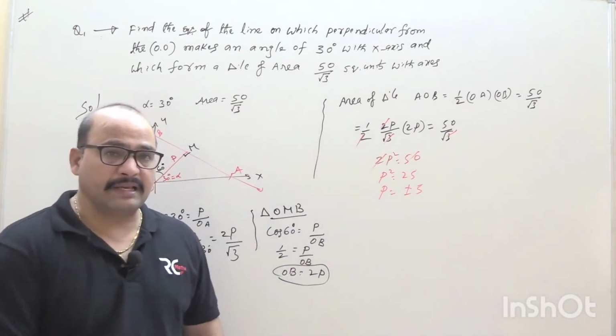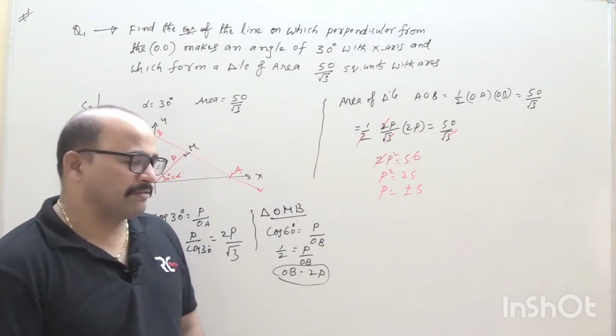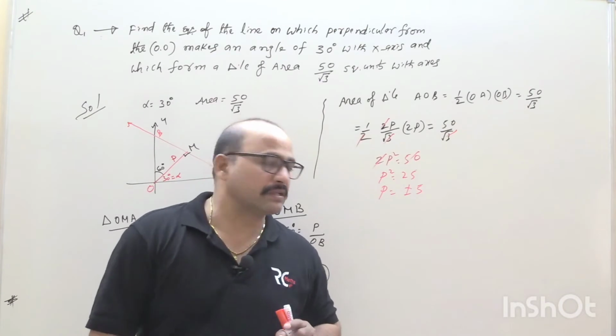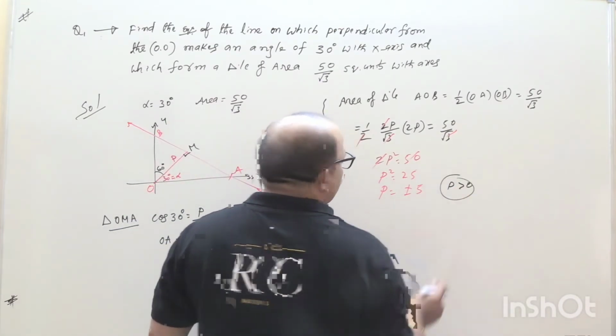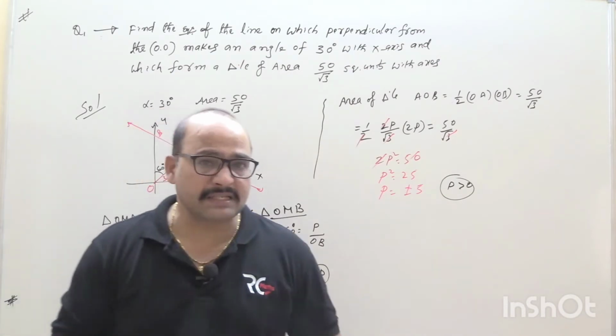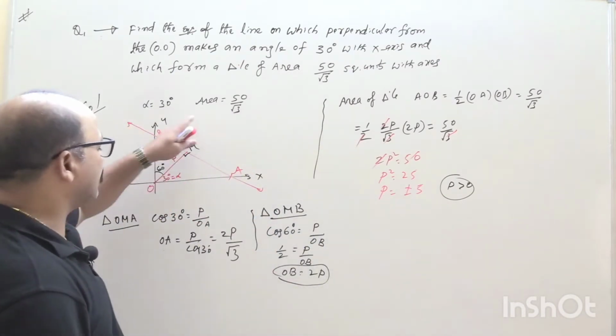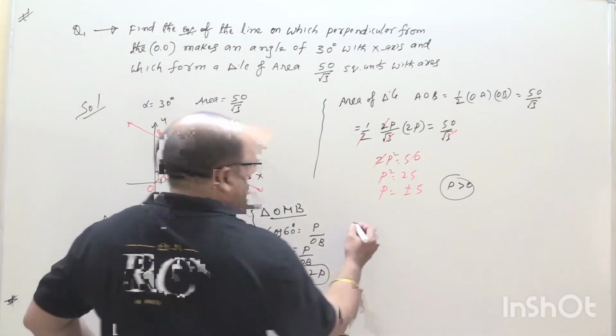You are studying for JEE, so be careful. Each and every corner is important, students. P is equal to plus or minus, but P is always positive. Am I correct? P is always a distance, so you have to take the P value positive. Now the final answer.